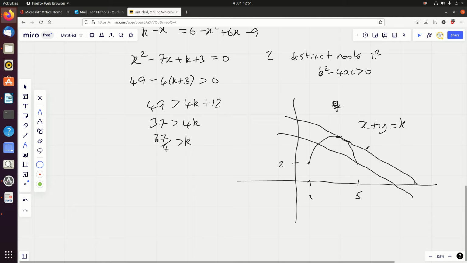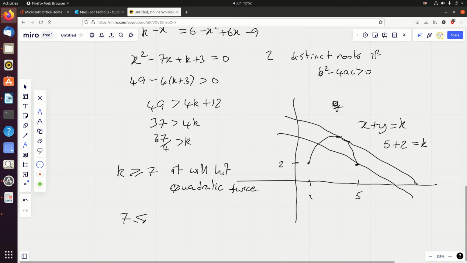Now, that's where you really need to think about how I can make sure that this is hitting here twice. Well, if you think about it, when x is 5, y is 2. So as long as k is equal to 7, it's going to hit it twice down there. And as long as k is greater than or equal to 7, it will actually hit the quadratic twice. That's really subtle, though, that last bit. Really, really subtle. I'd be happy if you got k is less than 37 over 4 in the exam.